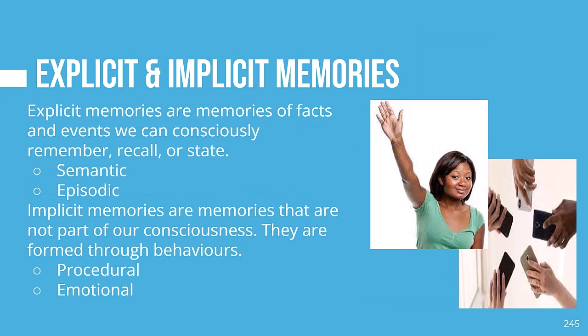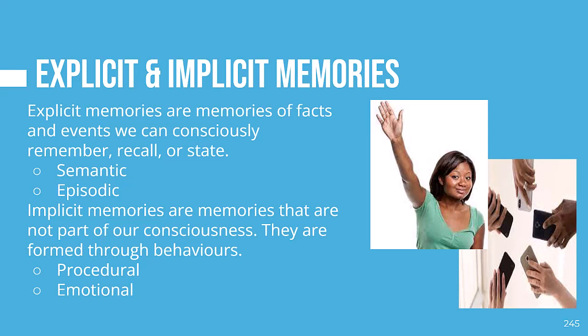Explicit memories are memories of facts and events we can consciously remember and declare. Explicit memories include 2 types: semantic, which is knowledge about words, concepts, and language. So, for example, knowing the concept of Santa Claus, or the meaning of the words TikTok or McDonald's. Episodic memories include information about events that we have personally experienced, like remembering your first day of school, or remembering what you wore to an important event.